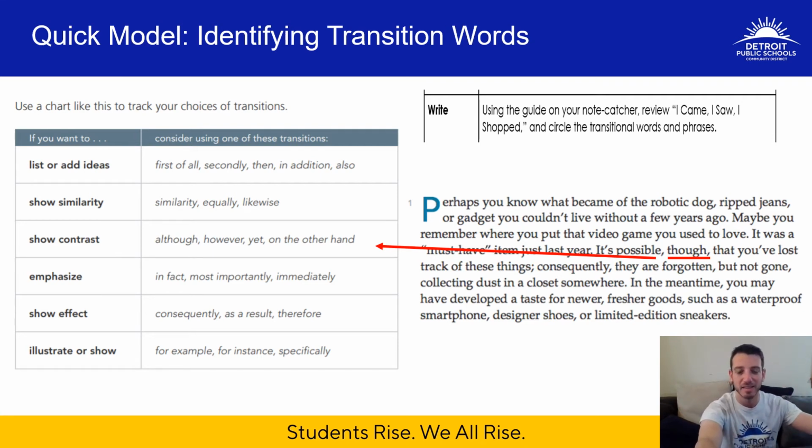So even though in the past they used to be these items that you always knew where they were because you love them so much, now it's possible you've lost track of them. So this is definitely showing contrast between the two ideas.